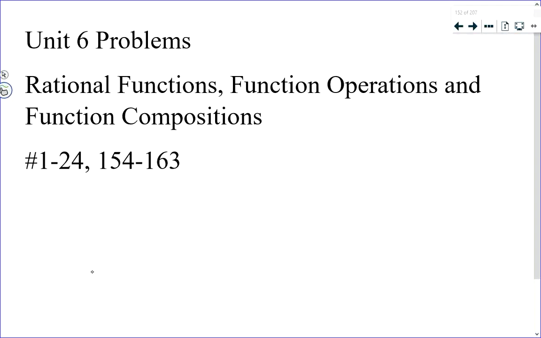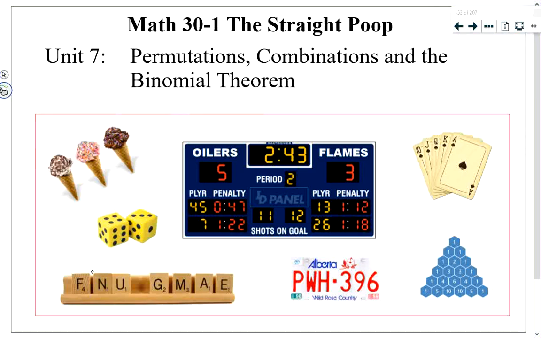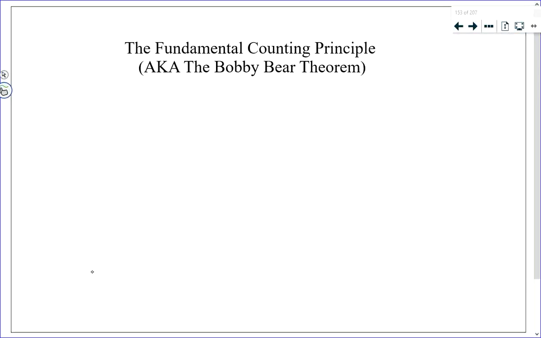That's Unit 6, and the questions in the monstrous handout dealing with Unit 6, rational functions, function operations, and function compositions, are numbers 1 to 24 and 154 to 163. On to the final unit, Unit 7, Perms, Coms, and the Binomial Theorem. As I said, I think at the beginning of this video, I think I'm going to go a little bit quicker here because this is more recent in our memory.